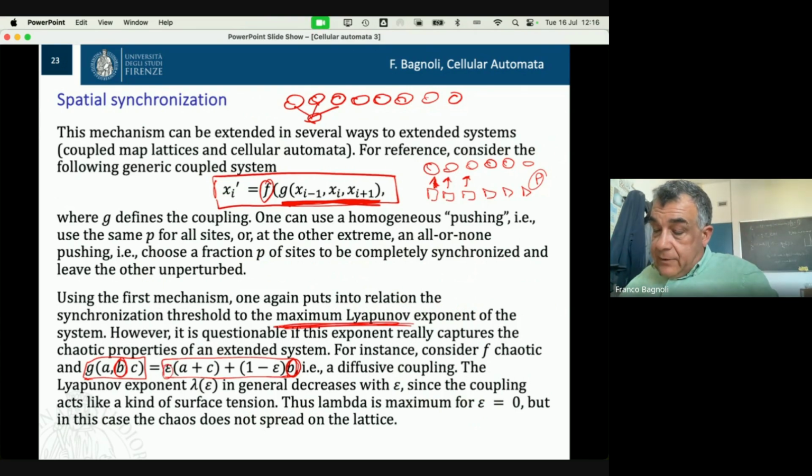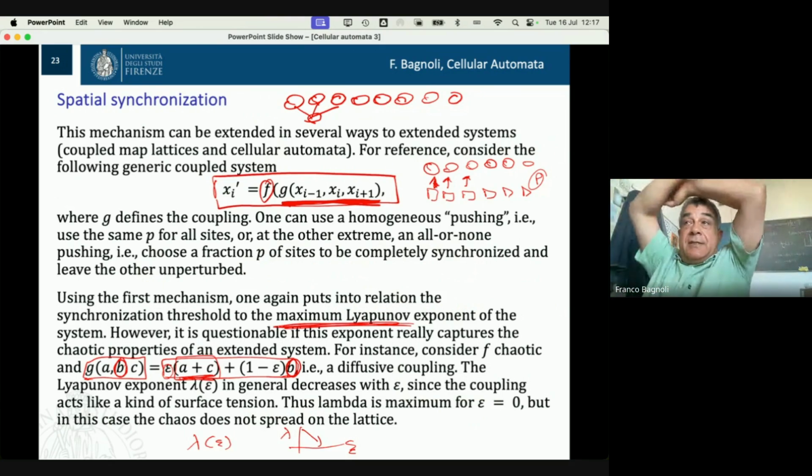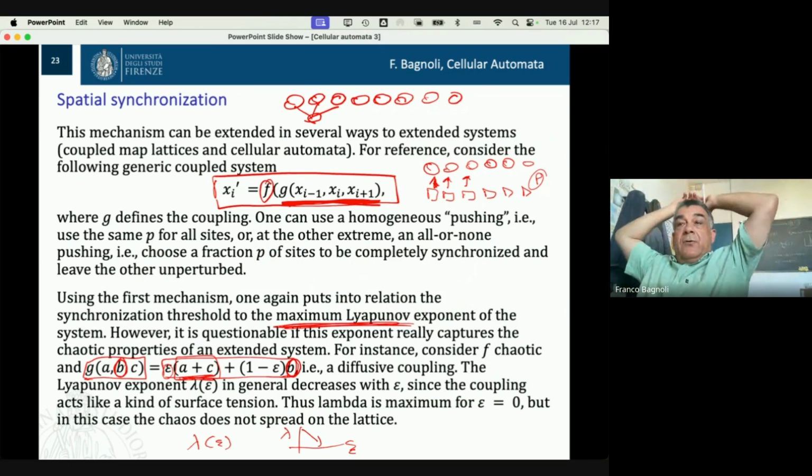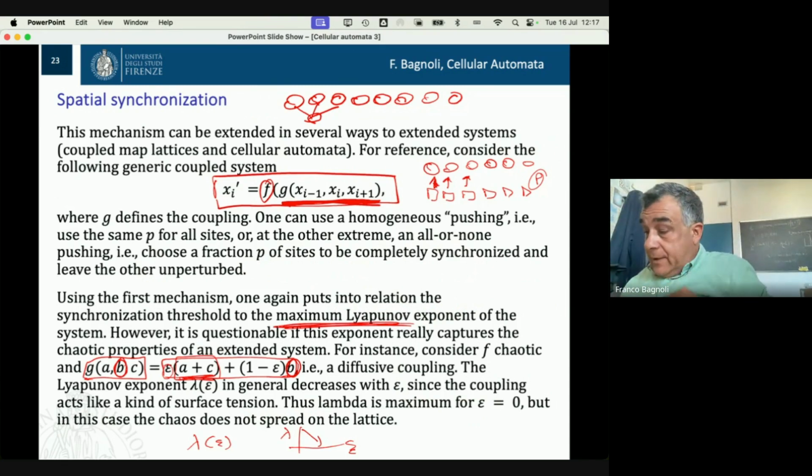If epsilon is greater than 1/3, the neighboring sites are more influential than the central one. Now, if you compute the Lyapunov exponent as a function of epsilon, at least for small epsilon, it decreases, because the diffusion decreases the divergence, not spatial, in the tangent space, the divergence of the difference.